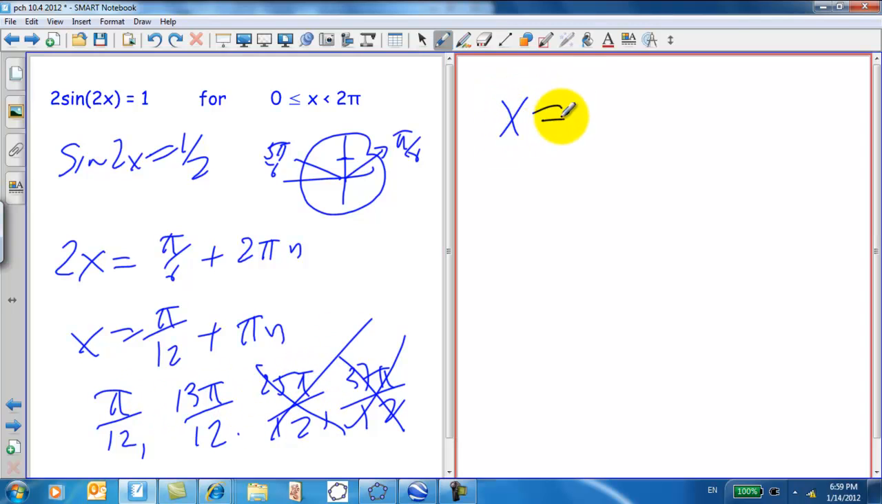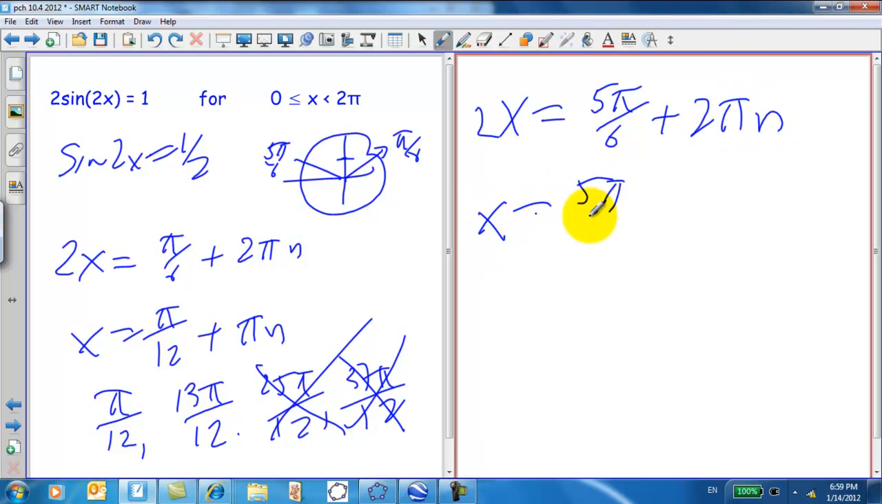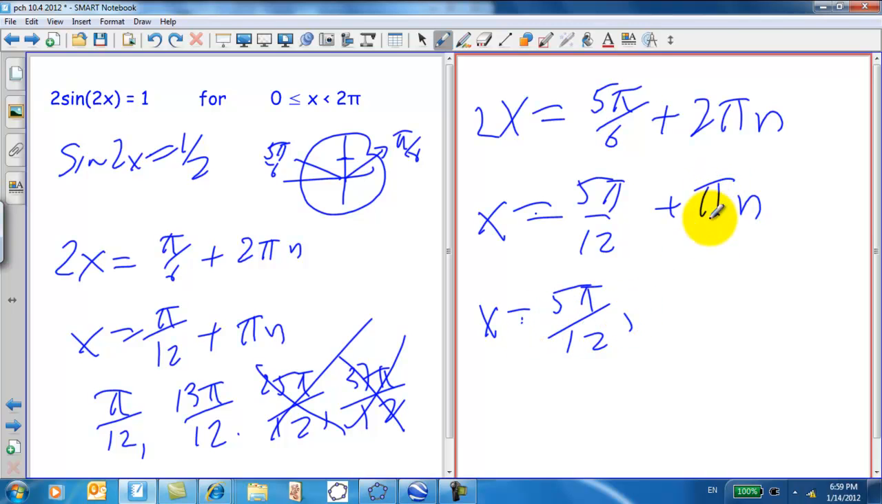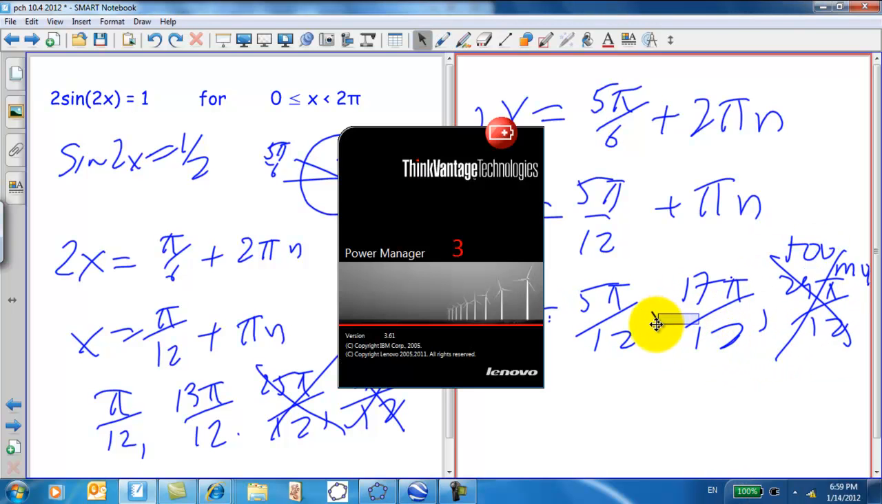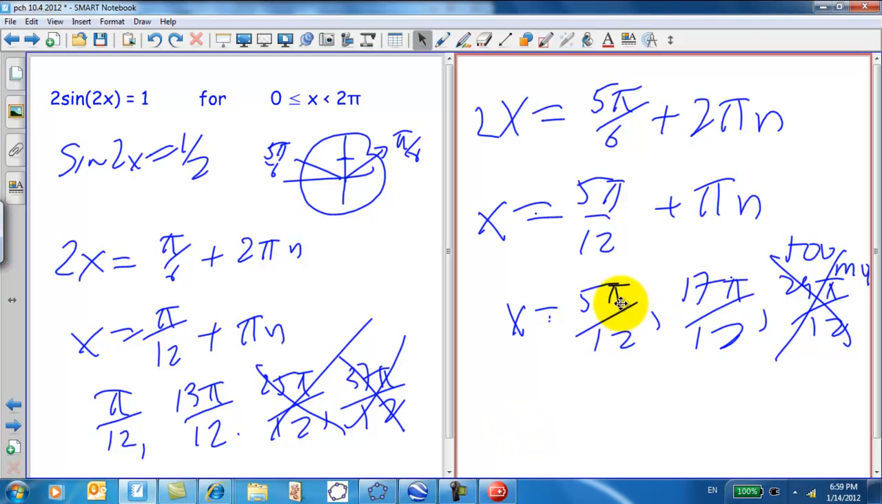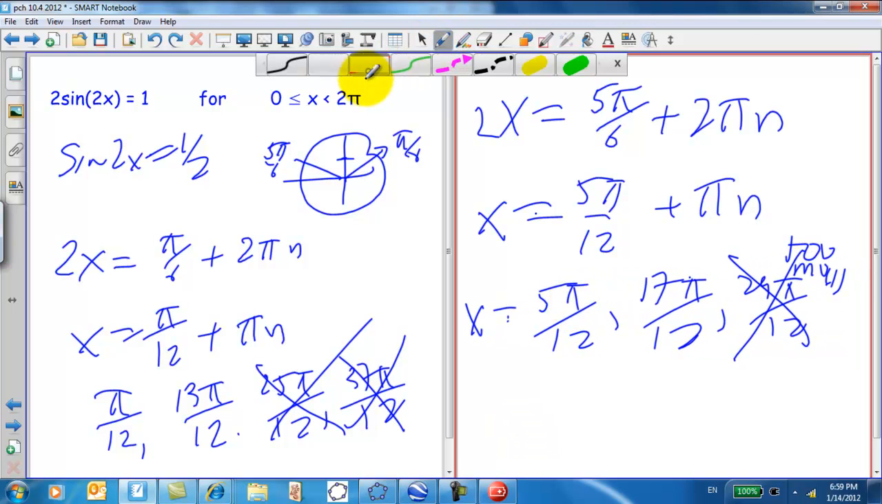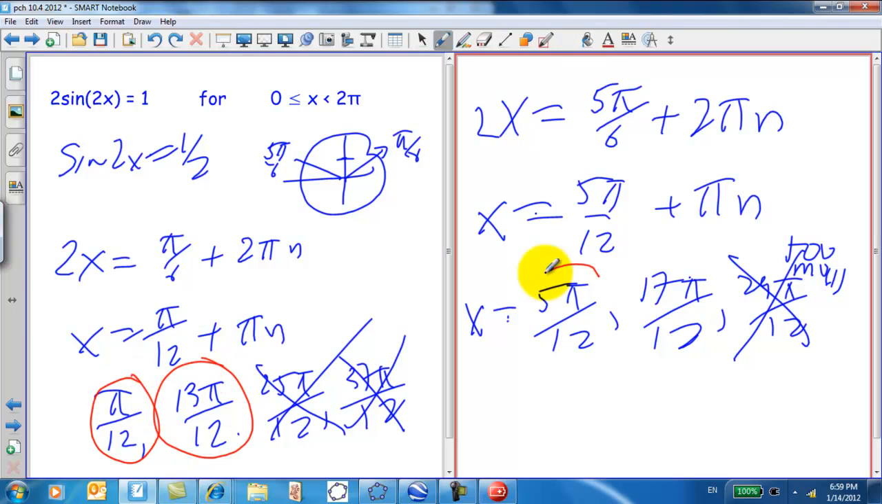But we also get 2x equals 5 pi over 6 plus 2 pi n. So x equals 5 pi over 12 plus pi n. So that means x equals 5 pi over 12. Add another 12 pi over 12 on, so that's 17 pi over 12. 29 pi over 12 is too much, so we don't take that answer. And so there's our 4 answers. Let's circle them: pi over 12, 13 pi over 12, 5 pi over 12, 17 pi over 12. Consistent with what we saw in our picture.